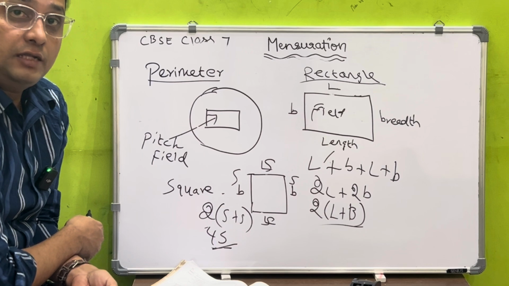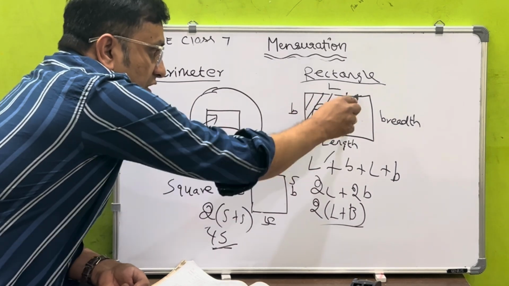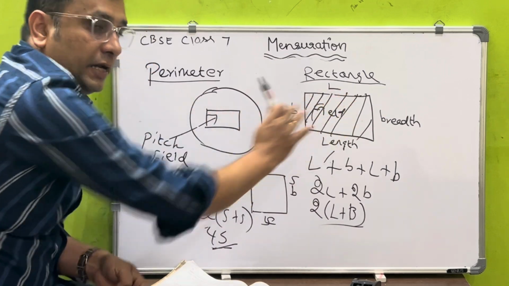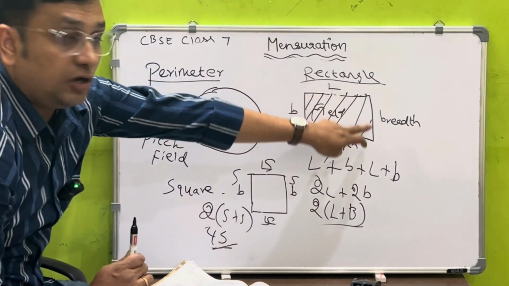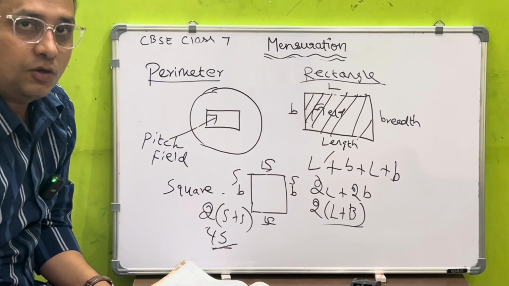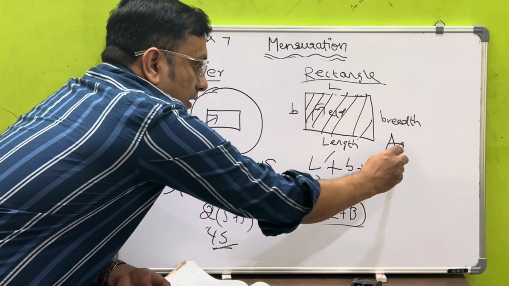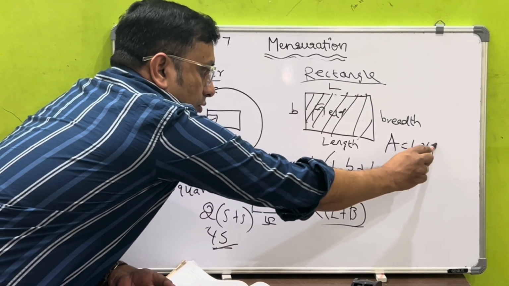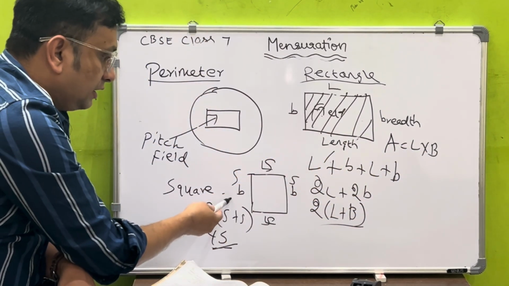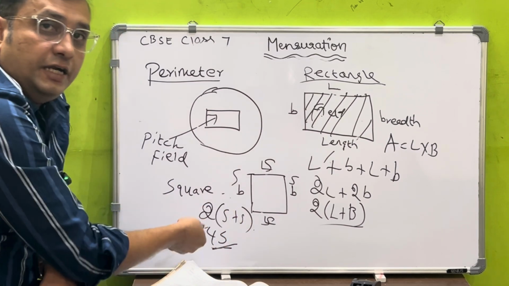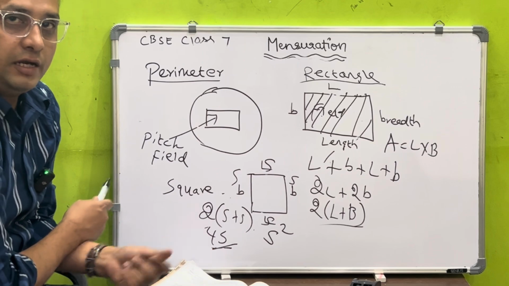And one more important thing is the center region, this complete region along the plane. This is a plane, right? Along the plane, this particular region is called area. So the formula for area we know, for a rectangle it is A equal to length into breadth. Similarly for this square, side into side, so S square. So this we know already.